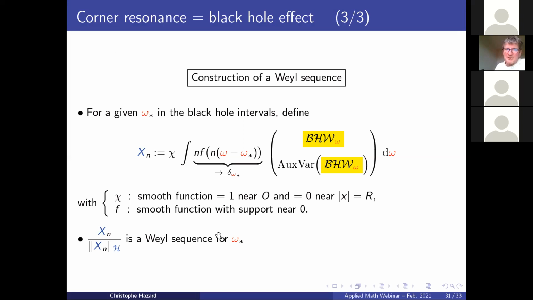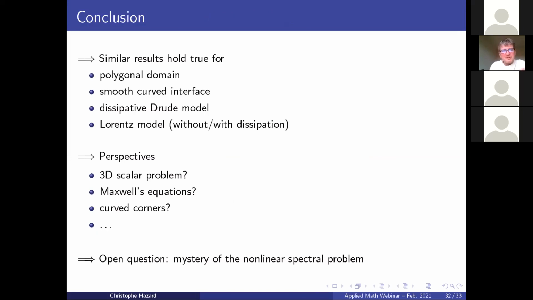Okay, that's it. So I can conclude by just saying that I have presented here the simplest case corresponding to a Drude material for a simple domain. We have the same kind of results for polygonal domains. We have studied also the case of smooth curved interfaces, and we have similar results, but the technique is far more complicated in that case in order to construct explicitly those Weyl sequences.